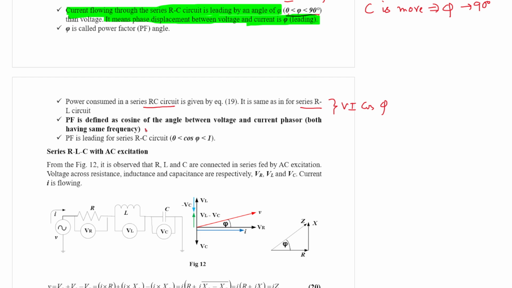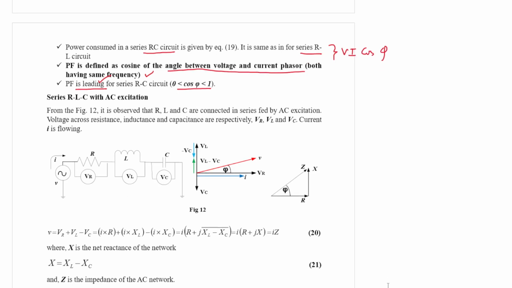Power factor definition remains the same. It is the angle between the voltage and current phasor. In this case the power factor is leading. It can take a value between 0 and 1 depending on the values of R and C. So this is the series RC circuit.